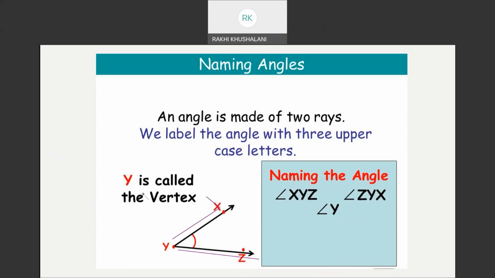If this moves towards the inner side, then the measure of the angle reduces. If this moves towards the outer side, the measure of the angle increases. If this moves towards the inner side, the measure of the angle reduces.